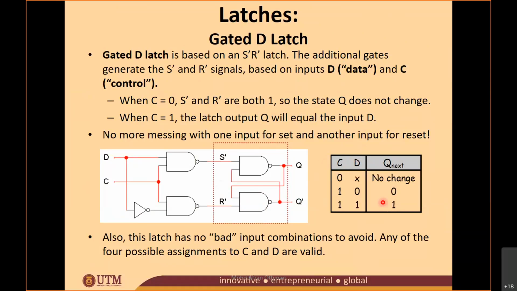Okay, so again, this latch has no bad input combination to avoid. Tak sama dengan gated SR latch di mana bila kamu letak satu-satu, the output will be forbidden. Untuk D latch, there is no forbidden input. Okay, kenapa? Sebab dia hanya ada 2 input aja. Dia hanya ada combination sama ada kosong ataupun 1. And then both of these inputs will produce a value. Okay, so this is for the gated D latch.